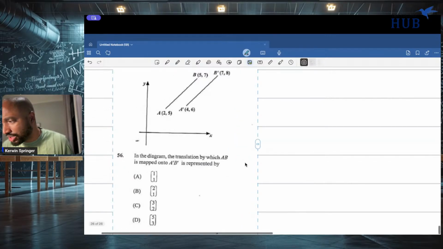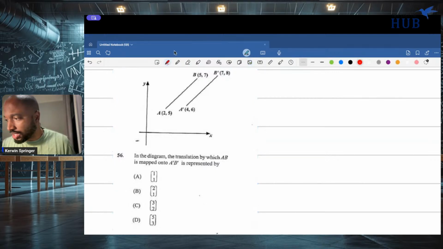In the diagram, the translation by which AB, so it went from 2.5 to 4.6, so it gained 2 and it gained 1. This is probably the most common vector question.